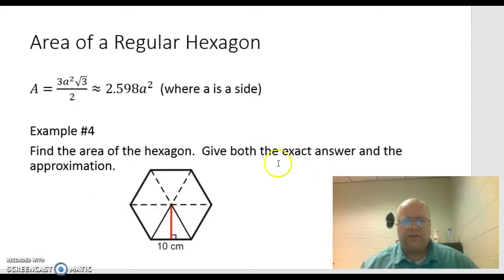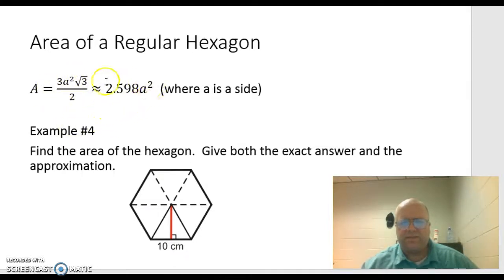Alright, let's look at our last example that we're going to do on our slides. We'll look at the area of a regular hexagon. Now notice that in the book they give us two formulas. They give us the 3a squared square root of 3 over 2, which is going to give you the exact area of a hexagon, or you can use the approximation.